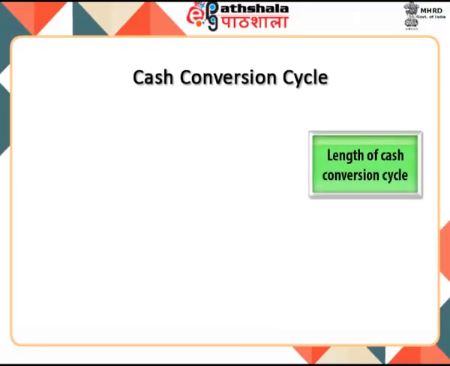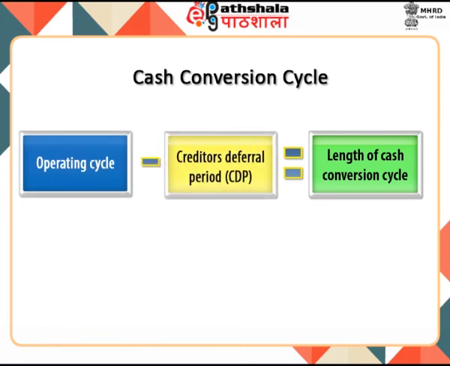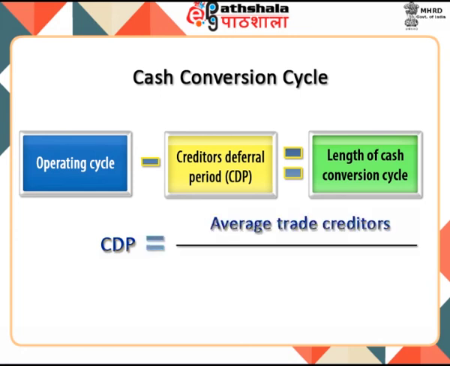Cash conversion cycle is equal to operating cycle less creditors deferral period. Creditors deferral period is the average time taken by a firm to make payments to creditors. Thus, firms don't need to pay cash immediately to suppliers. It reduces the length of operating cycle. Creditors' deferral period is calculated as the ratio of average trade creditors to average credit purchases per day.